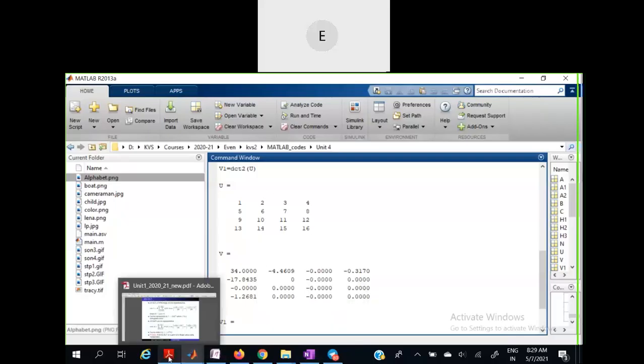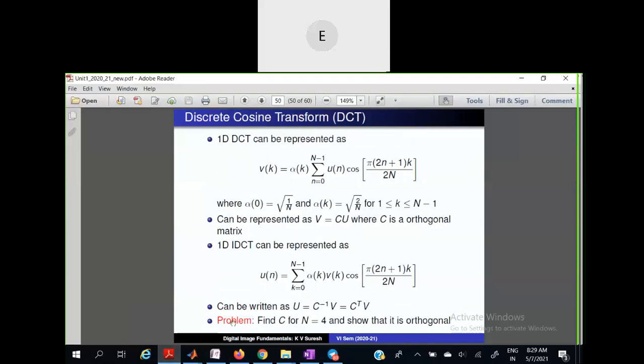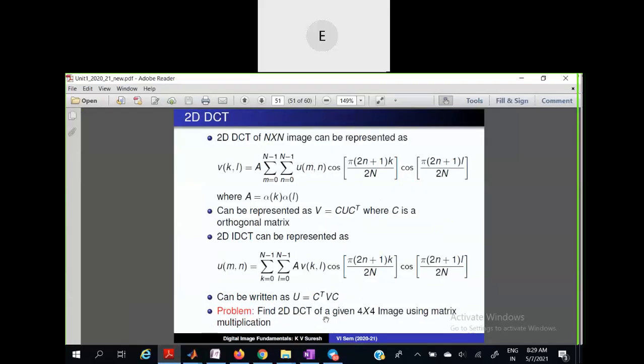So in exams, normally this is how the question will be given. Find the DCT matrix for N equal to 4, show that it is orthogonal, find the DCT of a given image. So they will give you an image, and you have to use matrix multiplication and do it.